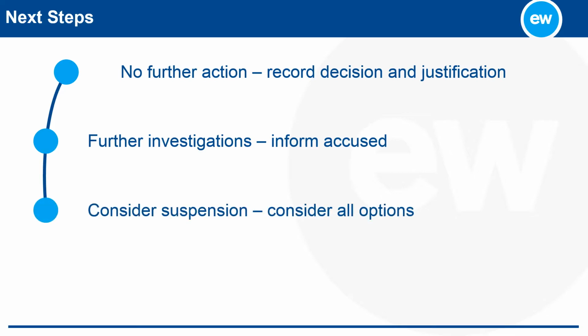You may want to consider suspension. However, you need to be careful that you do consider all options before suspending the employee, and this is because suspension must not be a knee-jerk reaction. Are there any alternative arrangements that can be put in place, such as moving them to another area of the school, or is suspension your only option?